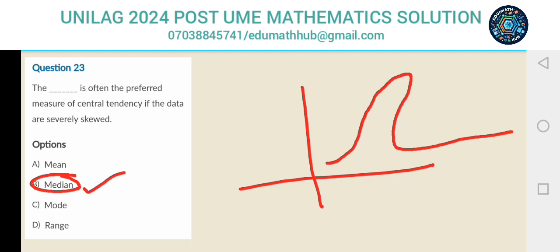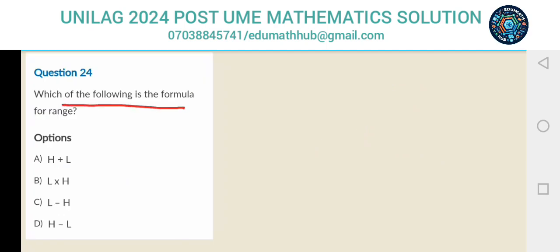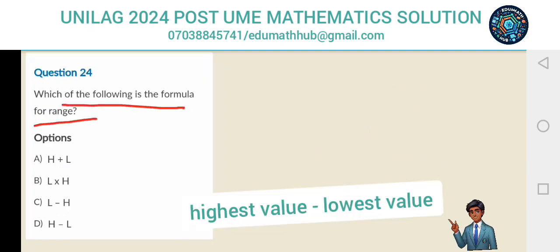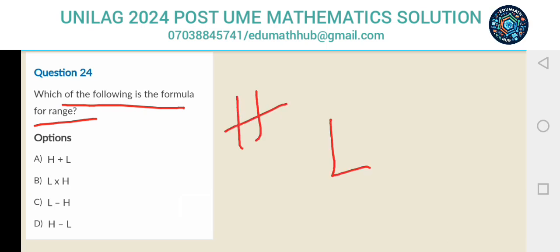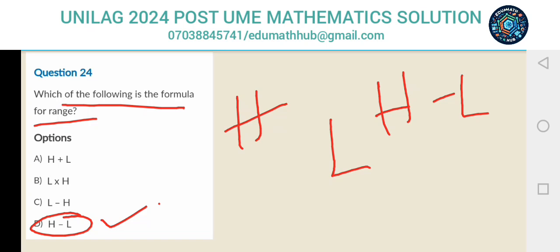Next question. Which of the following is the formula for range? Range is just the highest value minus the lowest value. So H stands for the highest value, L stands for the lowest value. So the difference between the two is range. So the answer should be H minus L. Okay, so this is our answer right here. Let's take the next question.